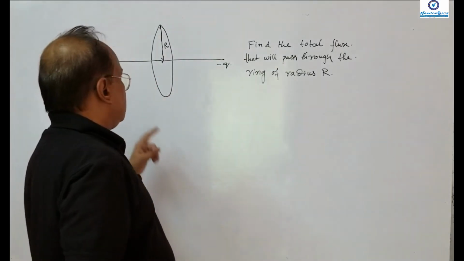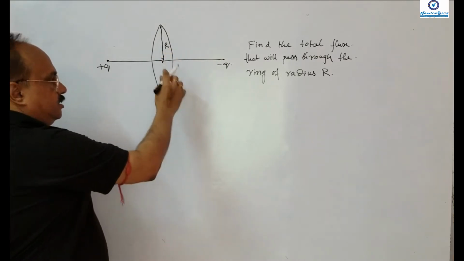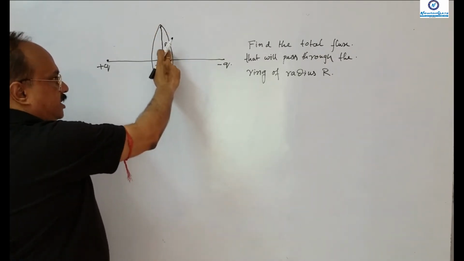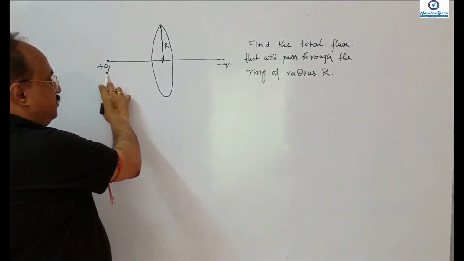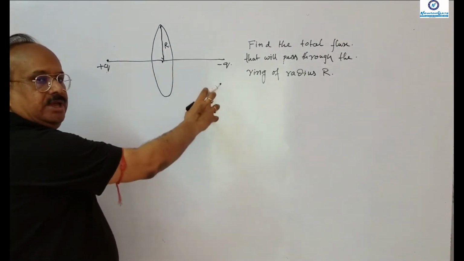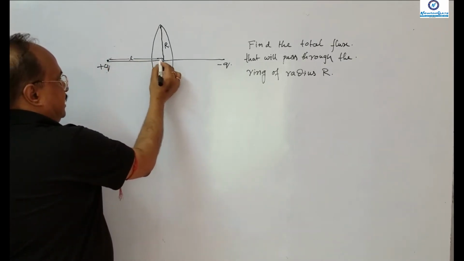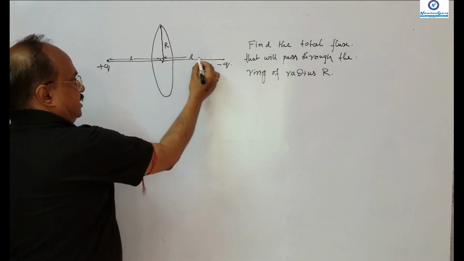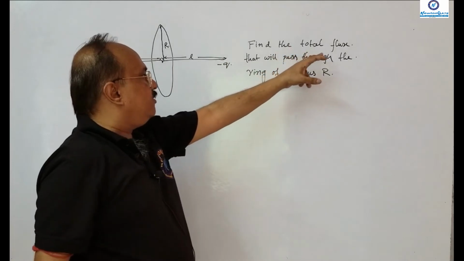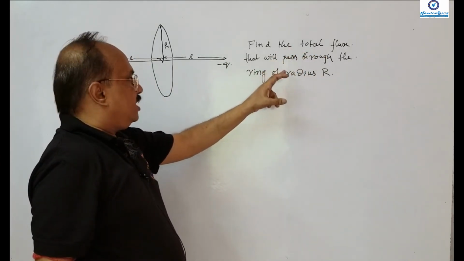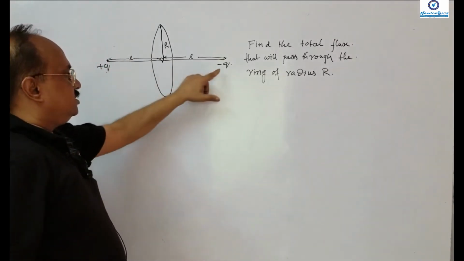This is the sum. In this sum, what is there? There is a hollow ring of radius r. A charge +q is kept over here, and a charge -q is kept over here. The distance from here is L, and from here it is also L. What is asked is to find the total flux that will pass through the ring of radius r due to this +q charge and this -q charge.